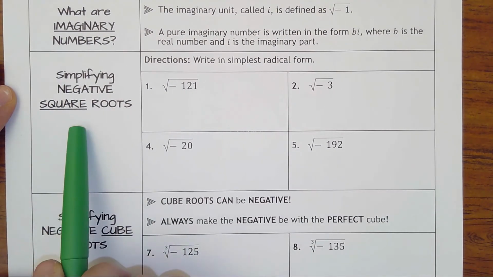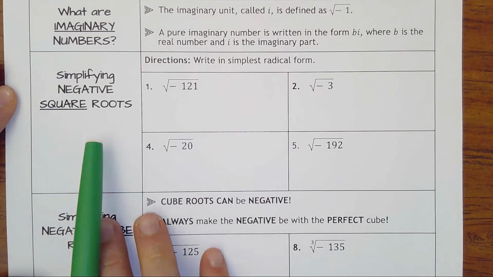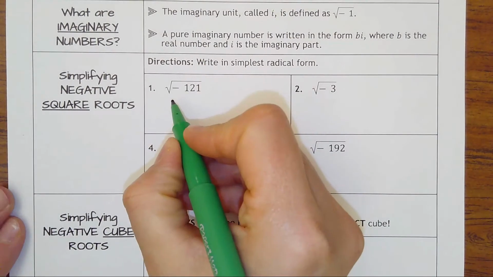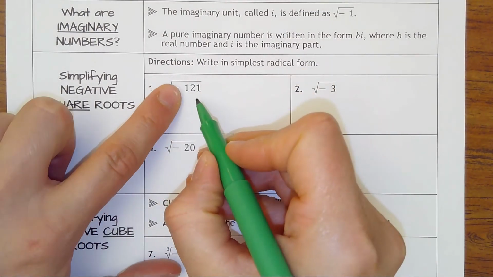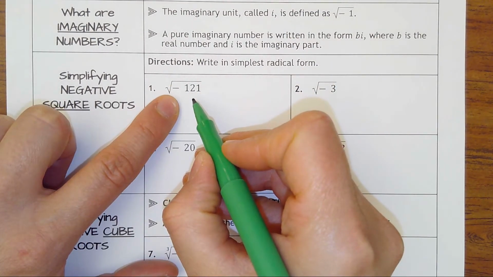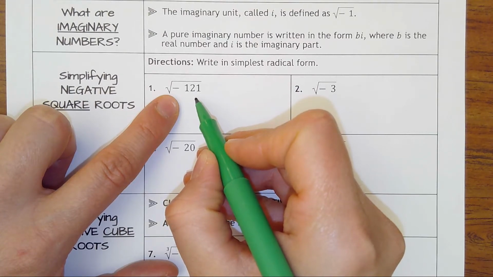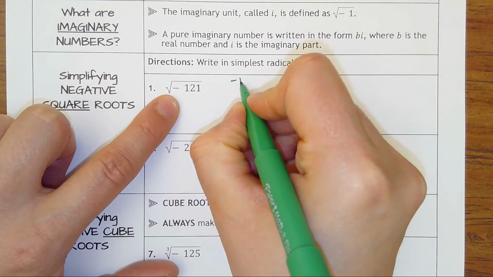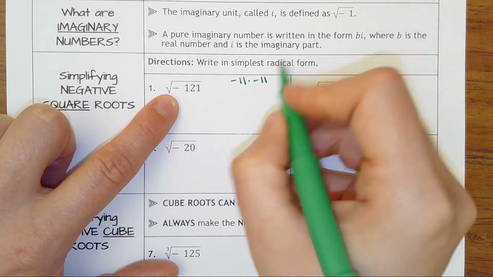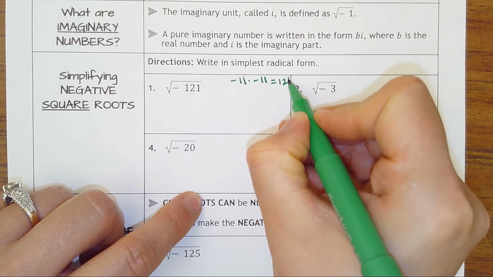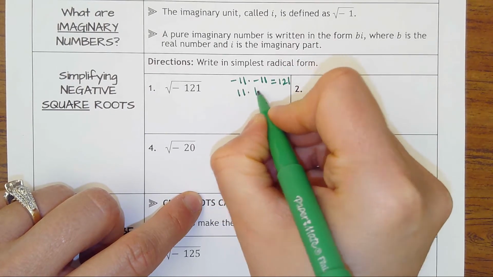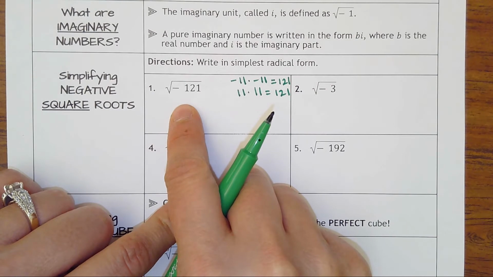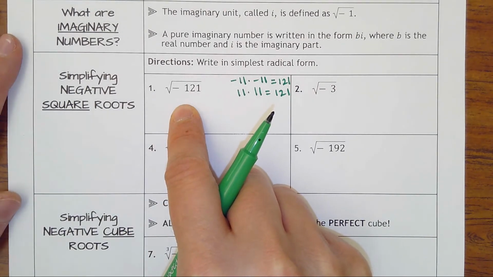So we need to be able to simplify negative square roots. This is going to be very similar to what we just did. So if I asked you what two numbers would multiply together, and they have to be the same numbers, to make -121. Well, you might say -11 times -11, but that would equal +121. And we obviously can't have 11 times 11, that would be +121. This is not possible, and hence the imaginary number part.